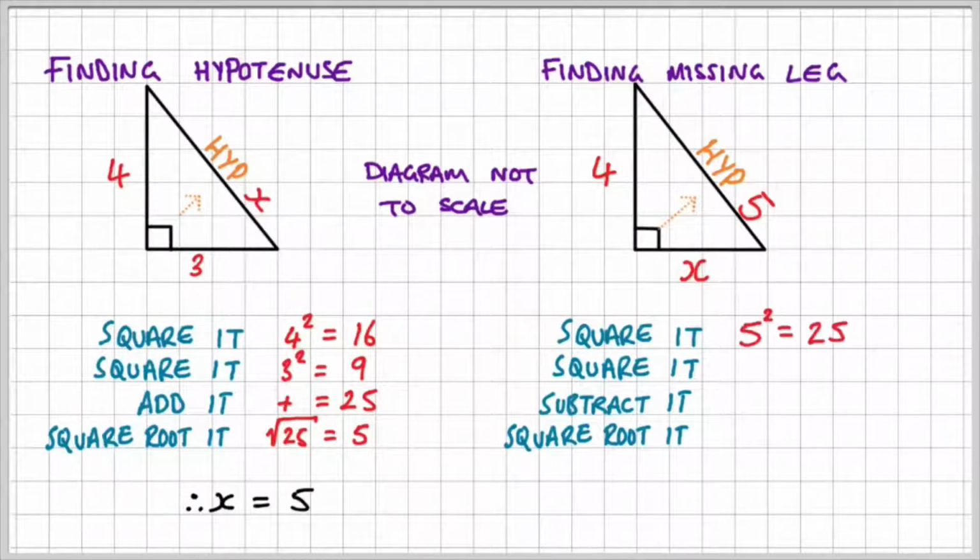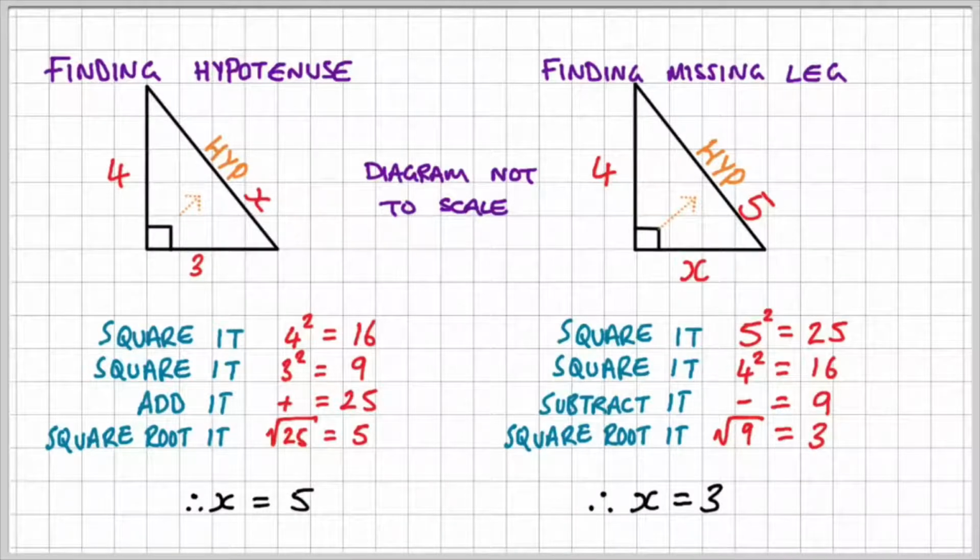So to start this off, I'm going to do 5 squared, which is equal to 25, and then 4 squared, which is equal to 16, and then I'm going to subtract the smaller from the larger one, which gives us 9, and then the square root of 9 gives us 3, and so therefore the missing leg that we're looking for has a length of 3.